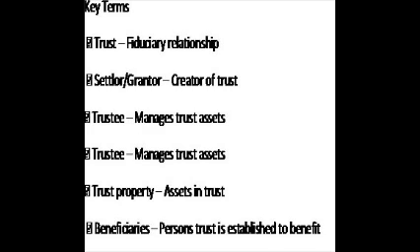So the first term is trust, and a trust is just a fiduciary relationship. It's really just a document that sets up a relationship that says someone is going to control the assets. The trust is going to say where the assets go, and that trustee is responsible for maintaining those assets in the best possible way according to the terms of the trust.